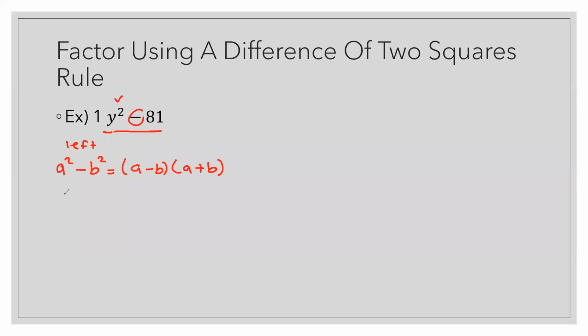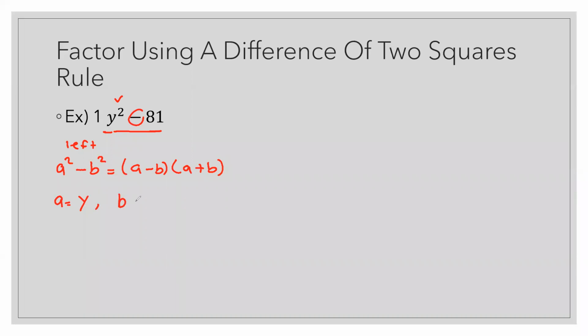So what do you think our a value is going to be? y squared is actually a squared. So what I like to think of is, what number, or what letter in our case, when squared gives you y squared? That would be y, right? Because when you square y, you get y squared.